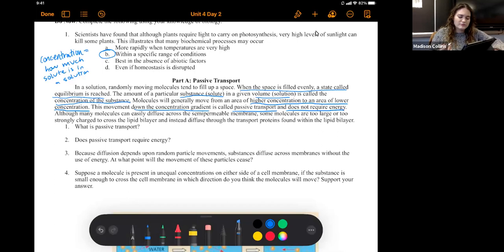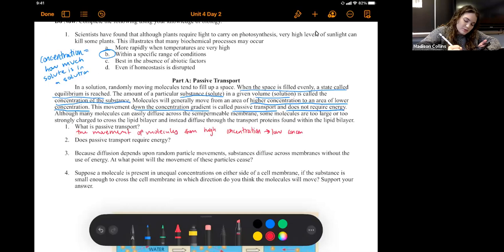All right, so first of all, what is passive transport? I'm gonna write these questions in red to distinguish between what I've highlighted. What is passive transport? So hopefully you read from this passage that this is the movement of molecules from an area of high concentration to low concentration. So we call that down the concentration gradient. And this does not require energy. So passive transport is the movement from a high concentration to low.